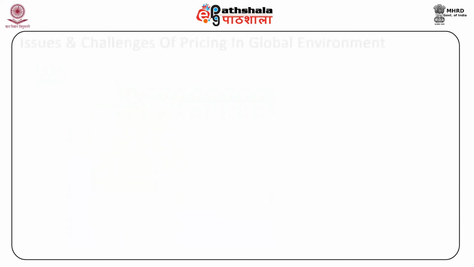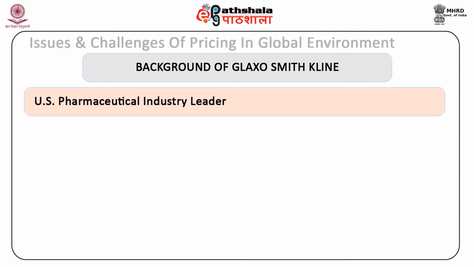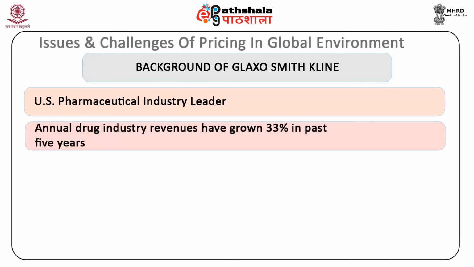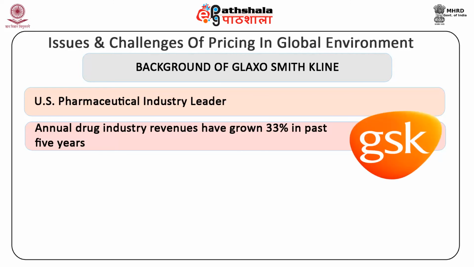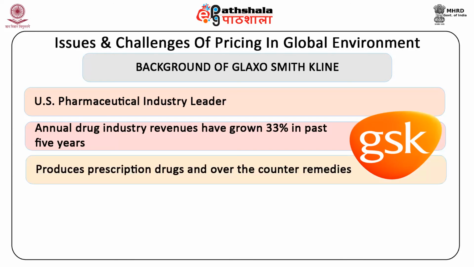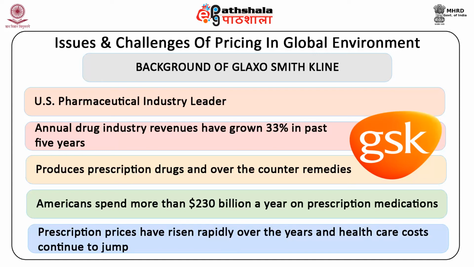We will consider first the background of GLAXOSMITHKLINE. It is a US pharmaceutical industry leader. Annual drug industry revenues have grown 33% in the past 5 years. GLAXOSMITHKLINE (GSK) is doing very well in a high-performing industry. It produces prescription drugs and over-the-counter remedies. Americans spend more than $230 billion a year on prescription medications. Prescription prices have risen rapidly over the years, and healthcare costs continue to jump.